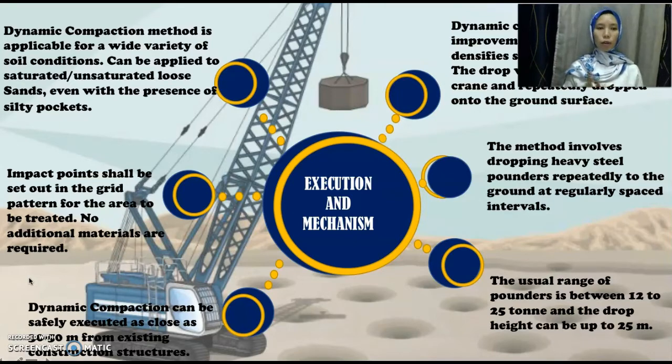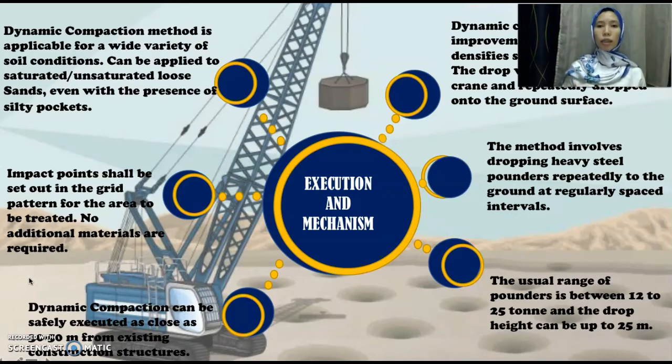Firstly, the dynamic compaction method is applicable for a wide variety of soil conditions, and can be applied to cemented and uncemented loose sand, even with soft pockets. Dynamic compaction is a ground improvement technique for soil and fill material. The drop weight is lifted by a crane and repeatedly dropped onto the ground surface.